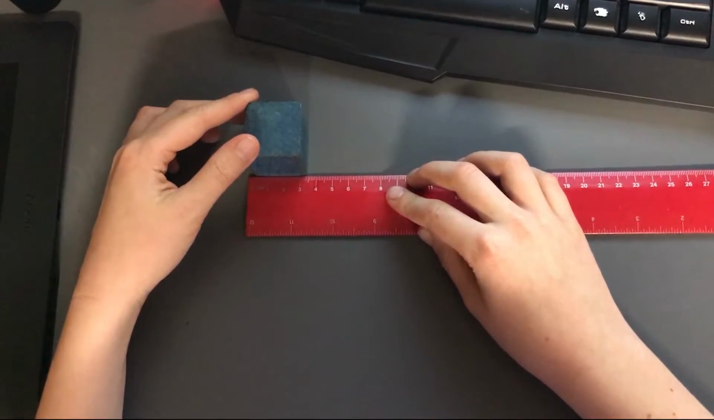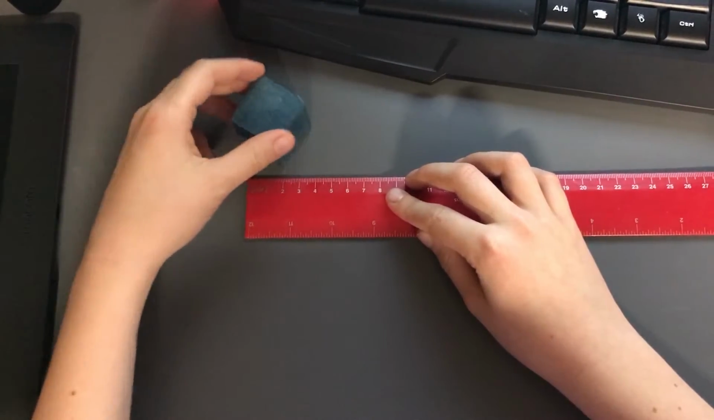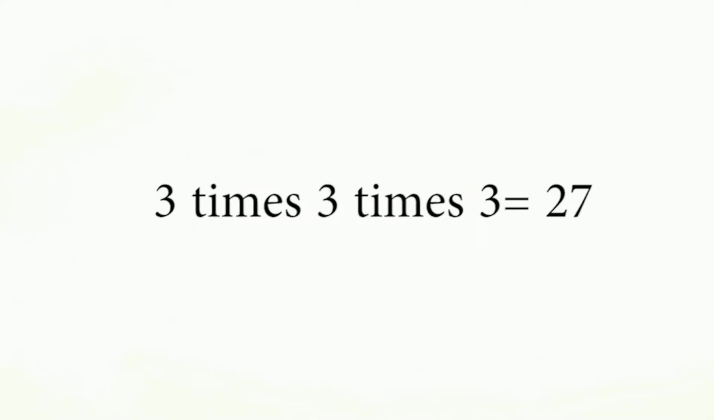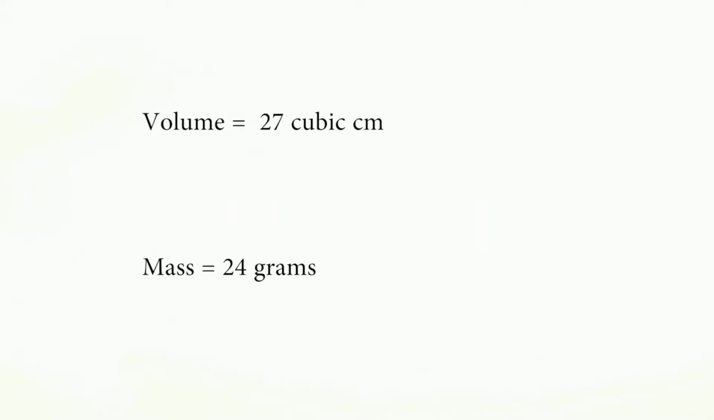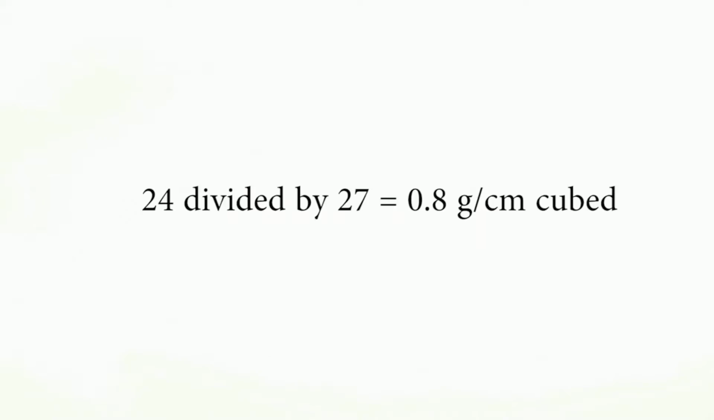I measured with a ruler that this cube is 3 centimeters tall, it is 3 centimeters long, and 3 centimeters wide. With these numbers, you multiply them together. Length times width times height equals 27, because that would be 3 times 3 times 3. Now that you have the mass and the volume, you divide them by each other. That would be 24 divided by 27. That equals 0.8 grams per centimeter cubed.